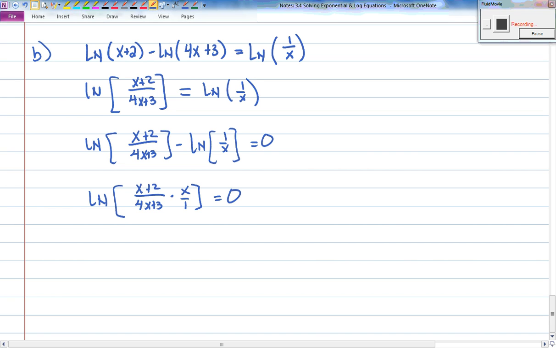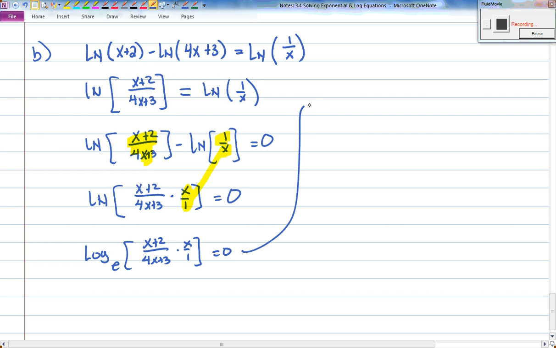So when you divide these, it's the same thing as dividing two fractions: taking the reciprocal of the second fraction and then multiplying it out. That's how I got that. Okay? So now remember, this is a log with a base e of x plus 2 over 4x plus 3 times x over 1 equals 0.